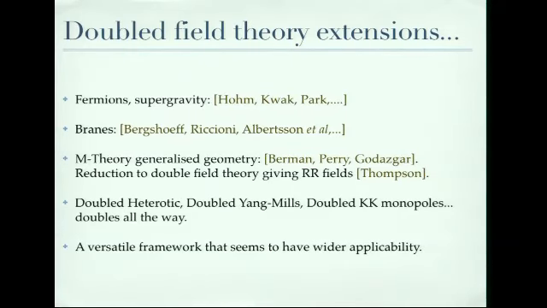And the relation of this to the double geometry was shown by Thompson, which is one way in which you can see how the RR fields, etc., fit into the doubled field theory, because they should come from the C field as well as the B field that we already have in this picture. So there's double Taub-NUT, there's double Yang-Mills, double KK monopoles, and so on. So you can apply this to various things. So it's quite a versatile framework that seems to have wider applicability.